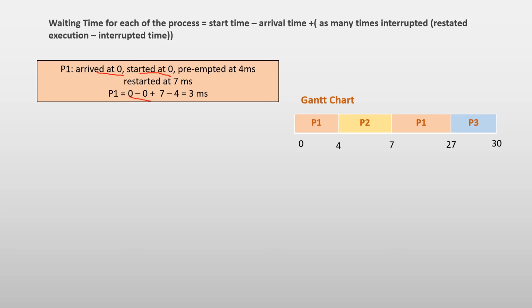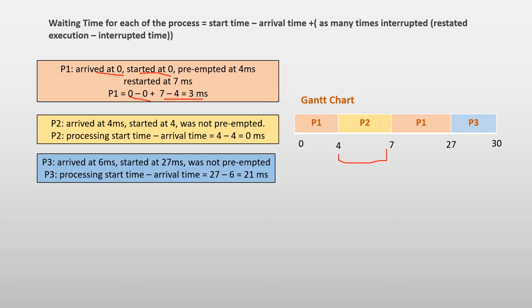But if you see here, P1 was preempted at 4 milliseconds and it restarted its execution at 7 milliseconds. So it was waiting for 3 milliseconds. Next, P2. P2 arrived at 4 milliseconds and it started at 4 milliseconds and was not preempted. So its waiting time is 0 milliseconds.